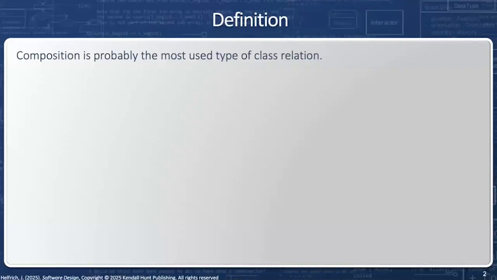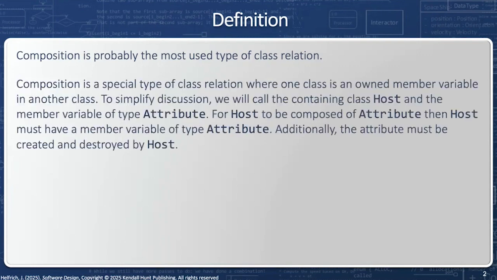Composition is probably the most useful type of class relation. So the question is, what is composition? Composition, composed of, comprised of, those are kind of synonyms. So that kind of gives us a clue. So composition is a special type of class relation where one class is an owned member variable in another class. To simplify discussion, we will call the containing class the host and the member variable of type attribute.